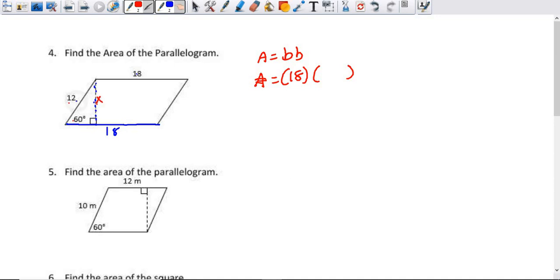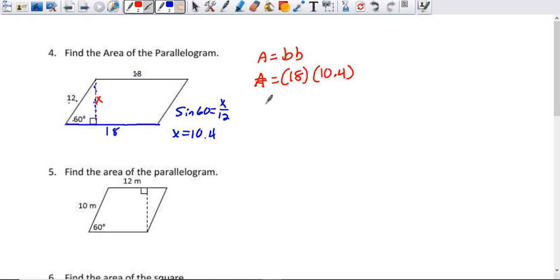We have an opposite and hypotenuse, so we're going to use the sine of 60 equals opposite, which is X, over hypotenuse is 12. When X is up high, you multiply. So we're going to take 12 and multiply it by the sine of 60. When you take 12 and multiply it by the sine of 60, you would get 10.4. So we now know that 10.4 is our height.